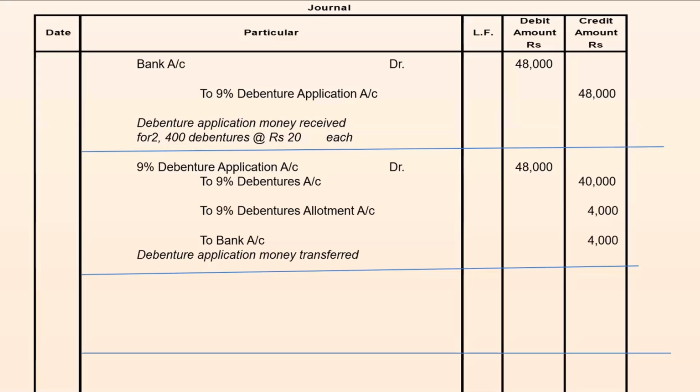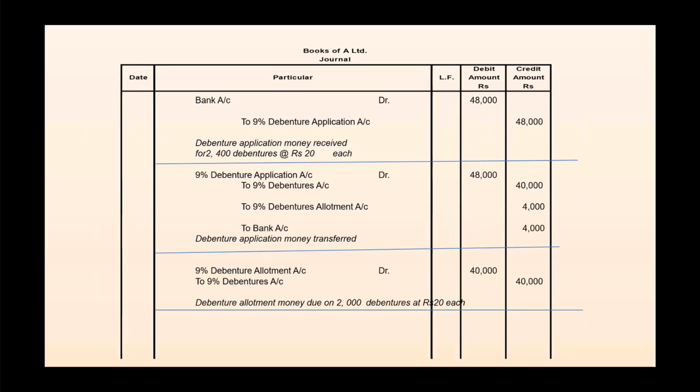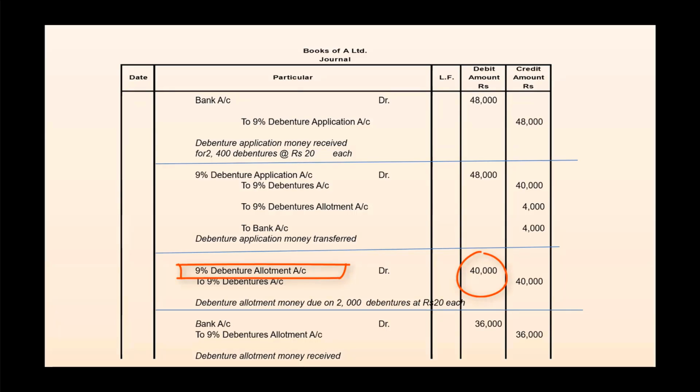The next stage is the allotment stage, the event being the allotment date. From here on, the entries are standard and repetitive, meaning to say that on the due date, the debenture account is booked or credited by debiting to a temporary account. In this case, the debenture allotment account. The temporary account is then closed when monies are received against it.